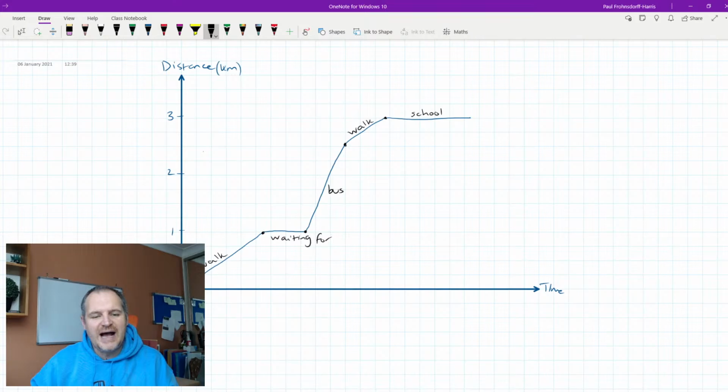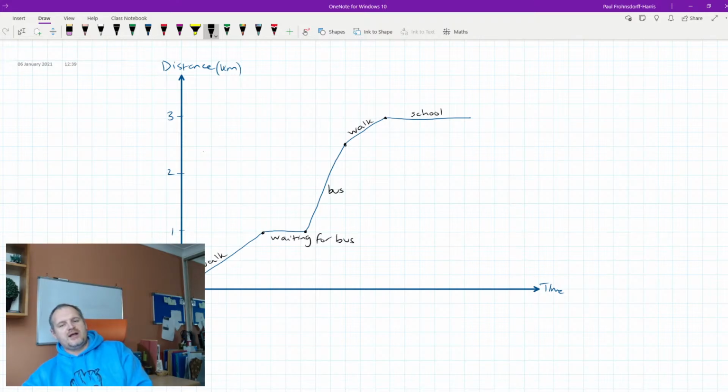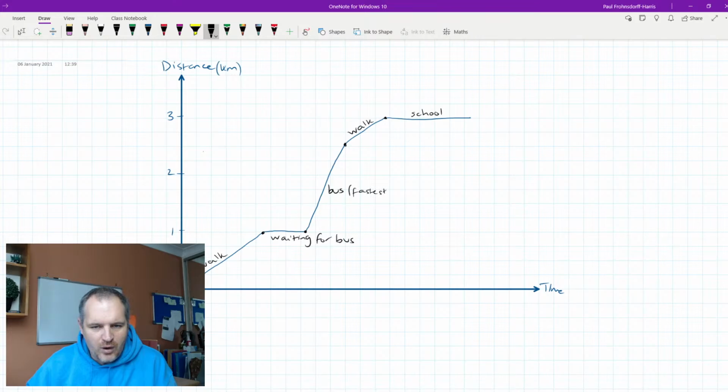And this is called annotating the graph. Drawing the little things: waiting for the bus, but the bus is travelling, walking, and we can see the bus is the fastest, which is why it's steeper. This is flat, therefore this bit must be waiting, and this bit's flat, so this bit must be stationary as well. So we're like in a classroom at school. So you can see how the travel graph links to the events going on, and we're able to tell the story of it.